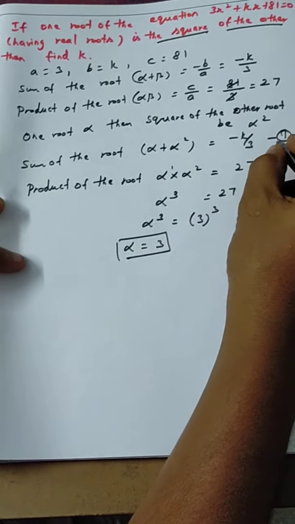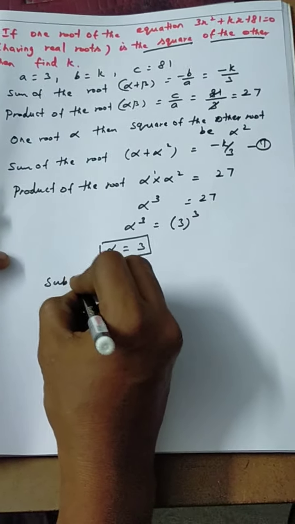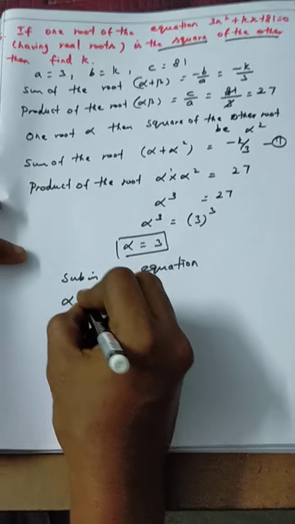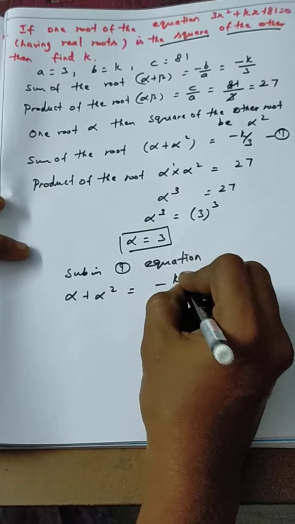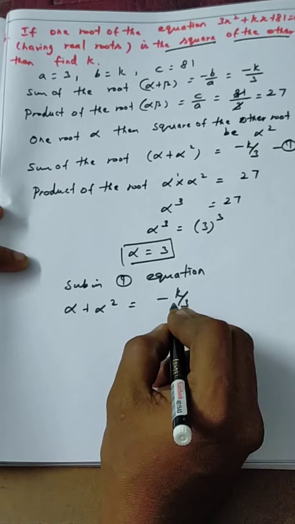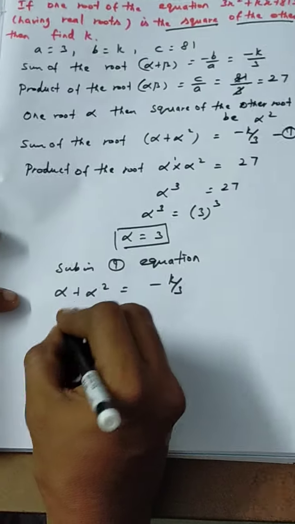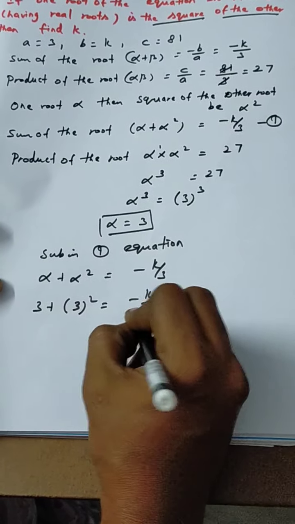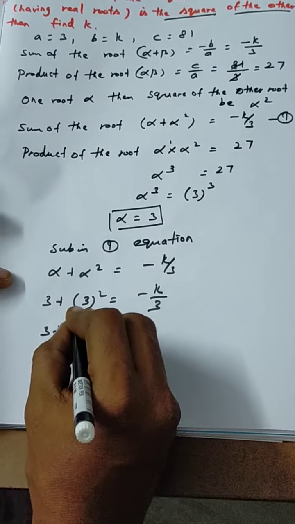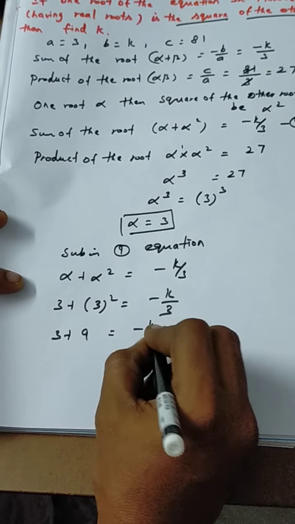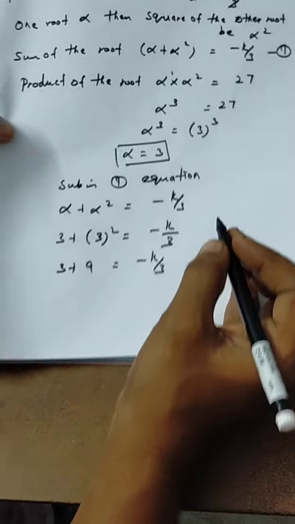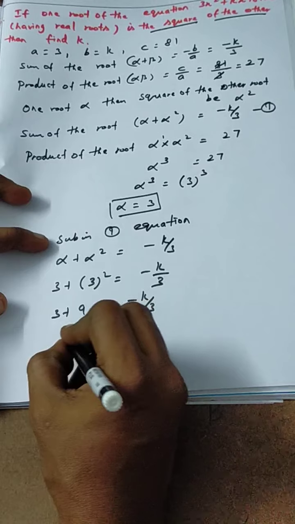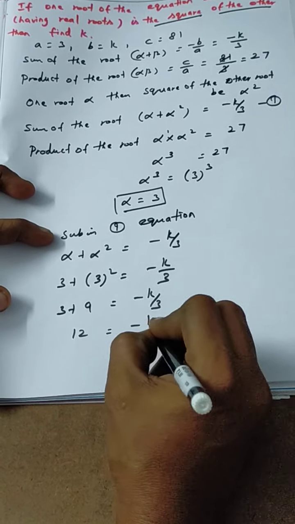Substitute that alpha value in the first equation. What is the first equation? Alpha plus alpha squared equal to minus k by 3. Substitute the alpha value and find the value of k. What is the alpha value? 3 plus 3 squared equal to minus k by 3. So write 3 plus 3 squared, 3 times 3, 9 only, equal to minus k by 3. So 3 plus 9, add the terms, is 12 equal to minus k by 3.